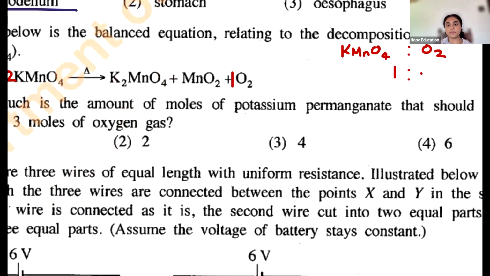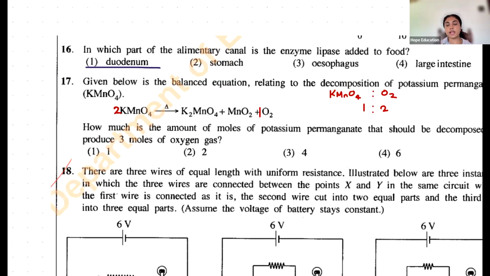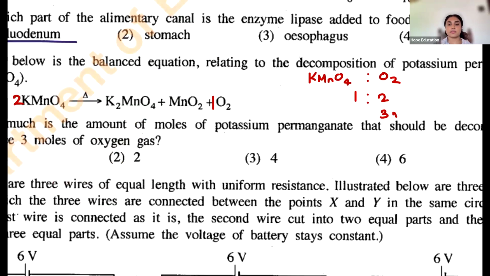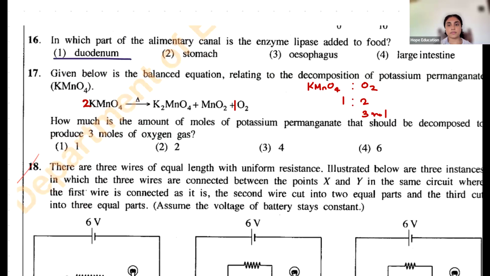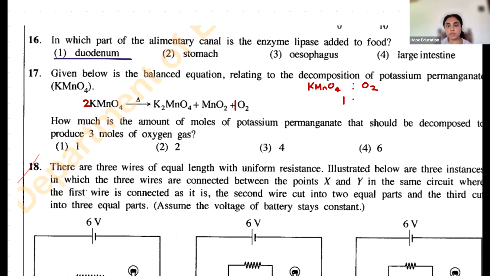Then they are asking how much potassium permanganate is needed to produce 3 moles of oxygen. 2 KMnO4 produce 1 oxygen. Then for 3 moles of oxygen, how many moles of potassium permanganate do we need? 6 moles. It is a 2:1 ratio, and 6:3 is 2:1. So therefore we need 6 moles. Okay, 18th one.